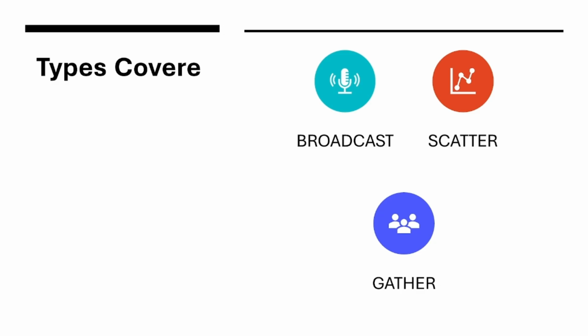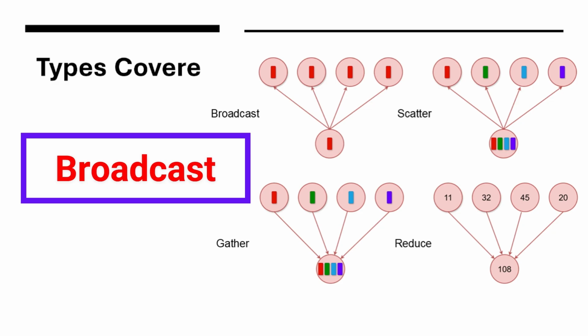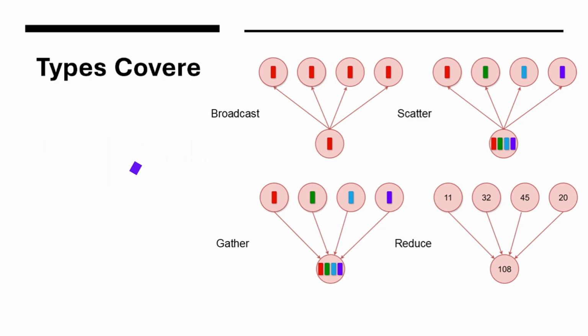The first one is a broadcast, which sends data from one process, that is a root process, to all other processes. So that ensures every process receives the same information. This is mainly useful for sharing common inputs or configuration data.